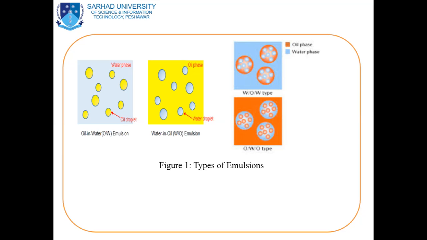From top to bottom, from macro to nano, macro has larger size droplets, micro emulsion has smaller size of droplets, and the smallest droplet size, or globule size, will be in the nano emulsion, because nanometer is far less in size as compared to micro and macro emulsion.